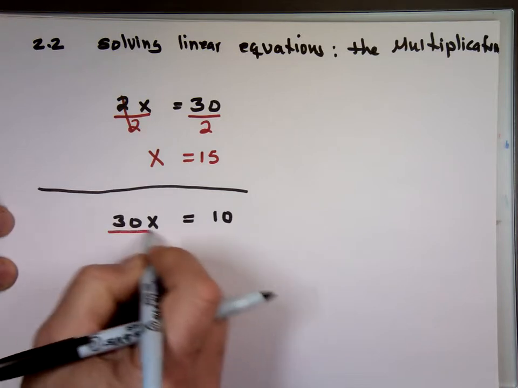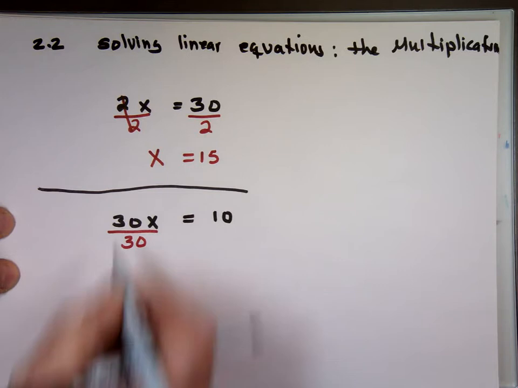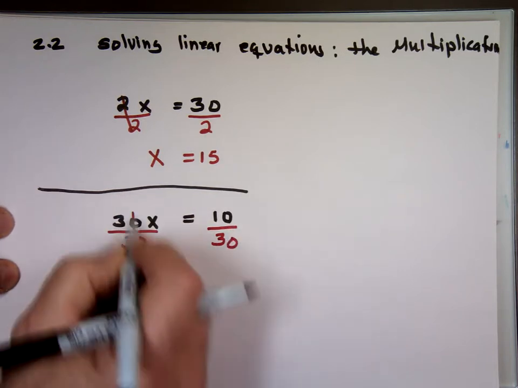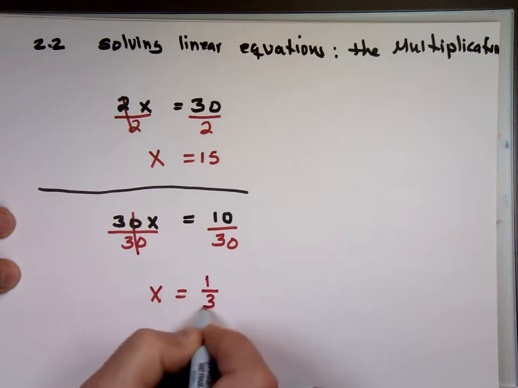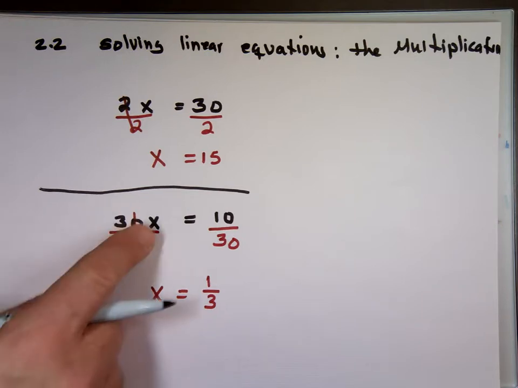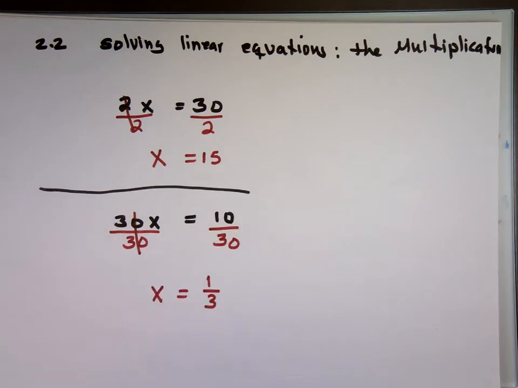You got to divide this by 30 to make it a 1. So if you divide this side by 30, you divide that side by 30. X equals, you can cancel the zeros, that's 1/3, not a 3. But people always want to take 30 divided by 10, that's a 3. No. 30 times a 3 does not equal to 10. 30 times a third is 10.